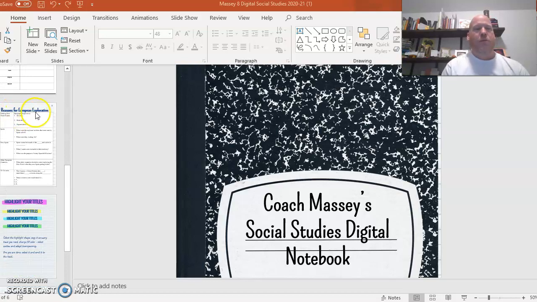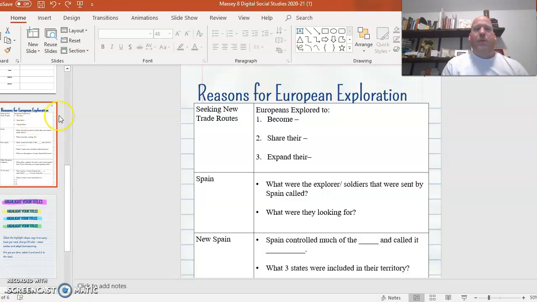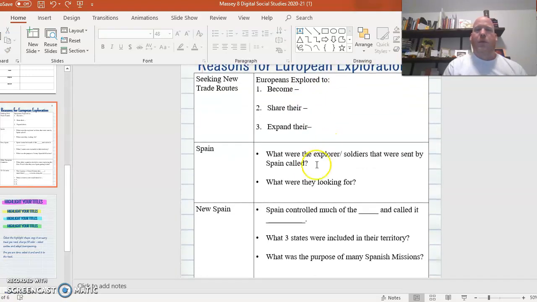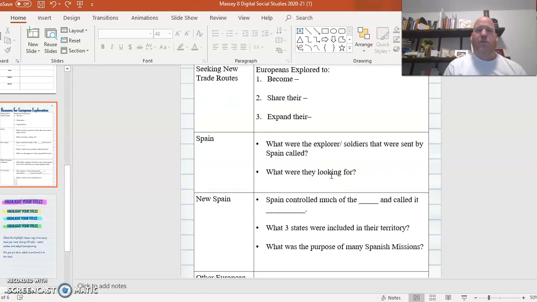yesterday. Notice they're right here, reasons for exploration. We're going to click on that. Hopefully it's going to pull up. There we go. So yesterday, you should have filled in all of these answers under the 3 reasons for Europeans exploring. And you should have also filled in this part right here about Spain.